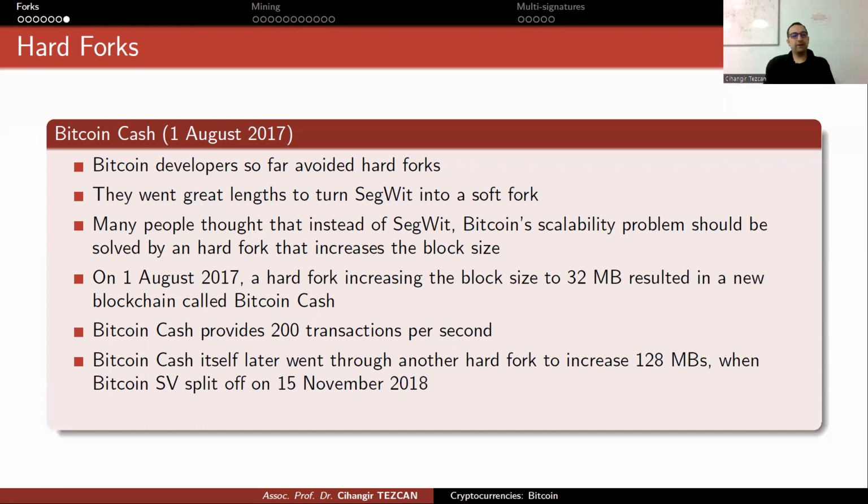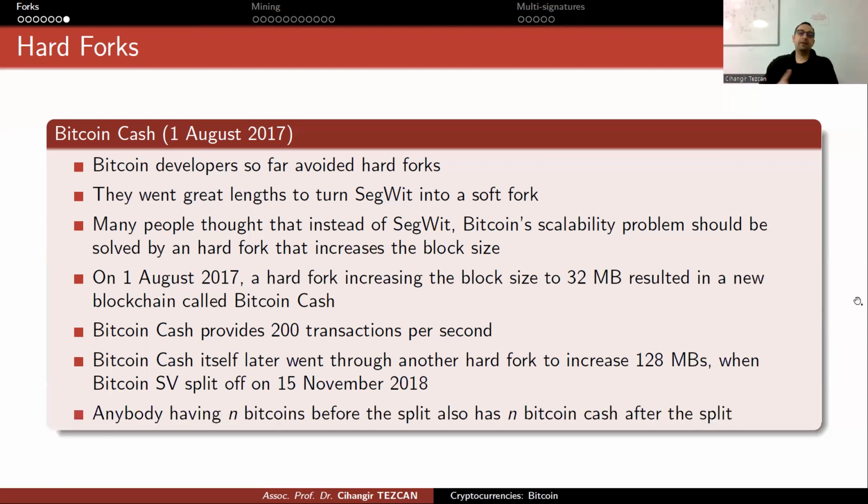But Bitcoin Cash itself later went through another hard fork to increase the block size to 128 megabytes when Bitcoin SV split off on 15th of November 2018. Anybody having M Bitcoins before the split also has M Bitcoin Cash after the split. So that is the idea about this kind of hard forks.